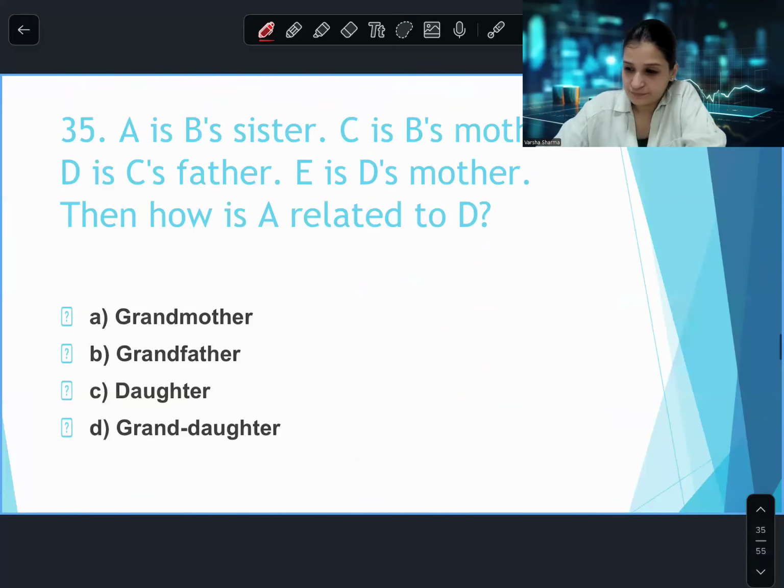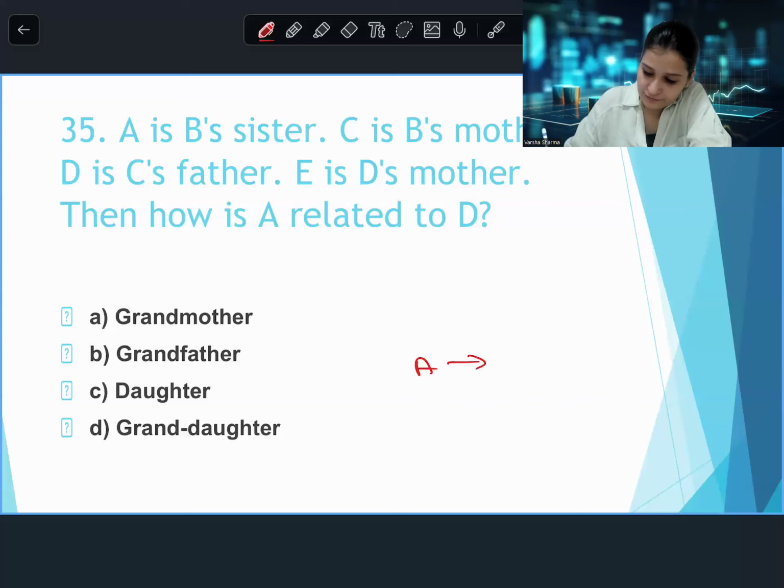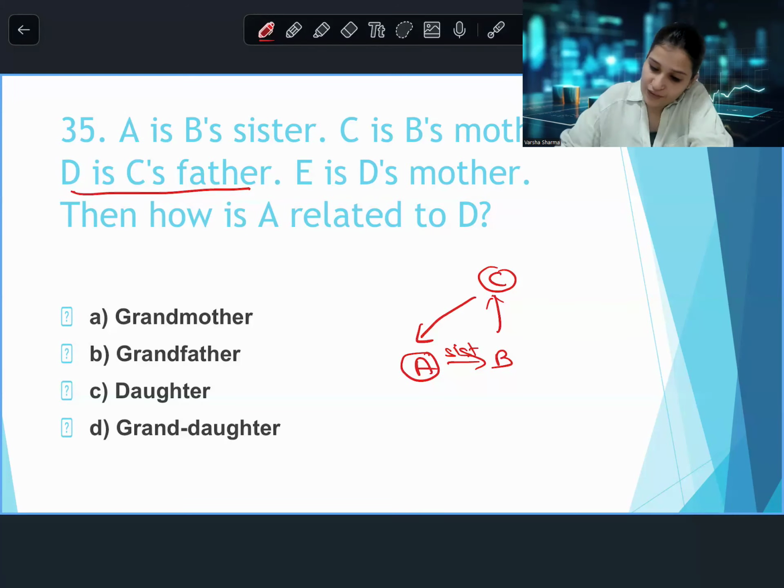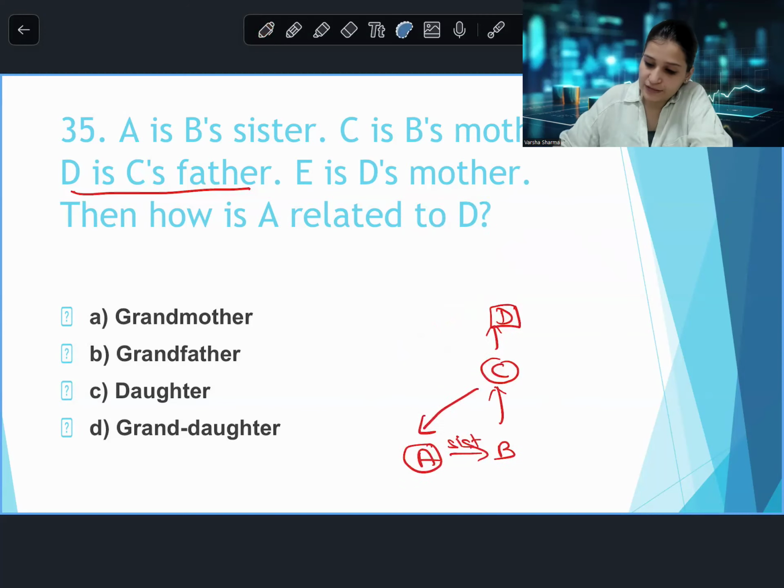35. Granddaughter. A is B's sister. C is B's mother. So if C is the mother of B, C is also the mother of A. Yes, ma'am. D is C's father. E is D's mother.